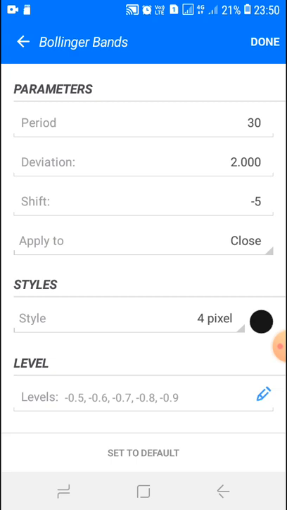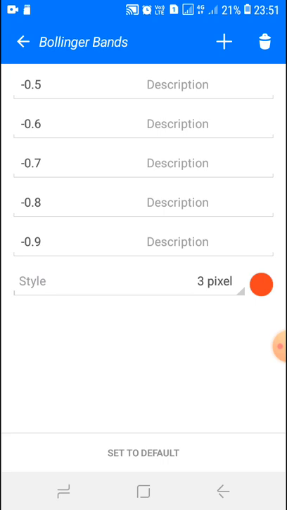The period should be 30, the deviation 2.000, okay? 2.000, shift -5, apply to close, styles 4 pixel black, and the level should be -0.5, -0.6, -0.7, -0.8, and -0.9. Okay, guys?